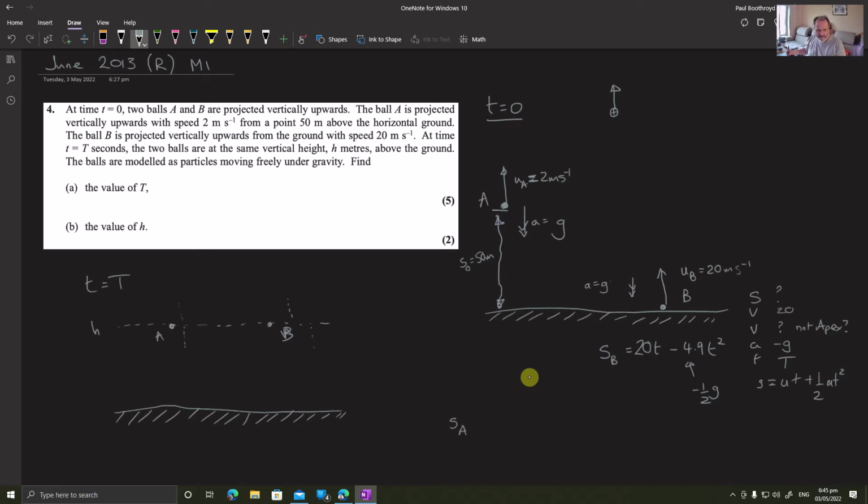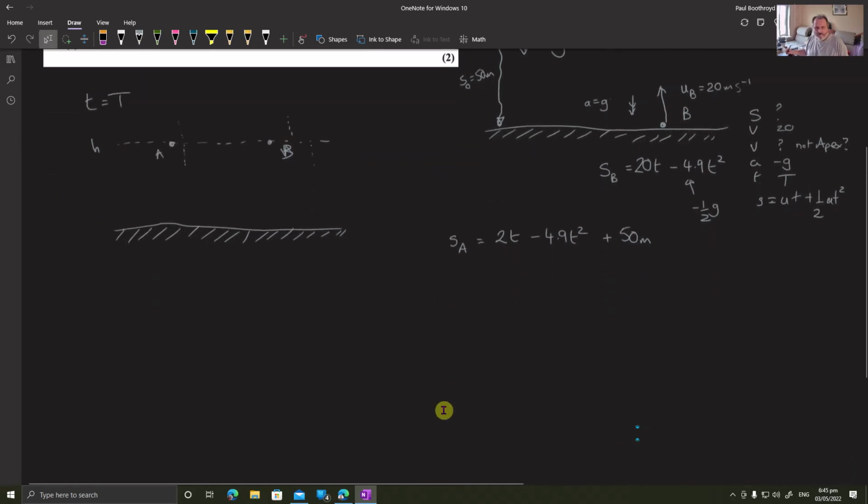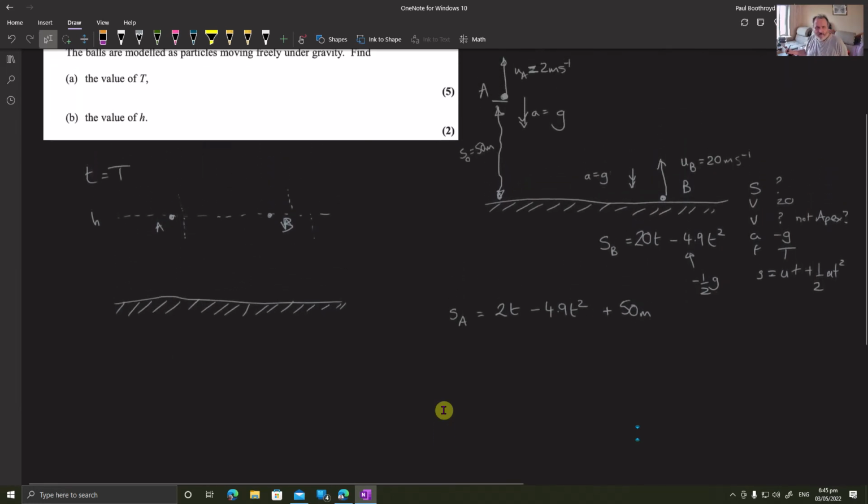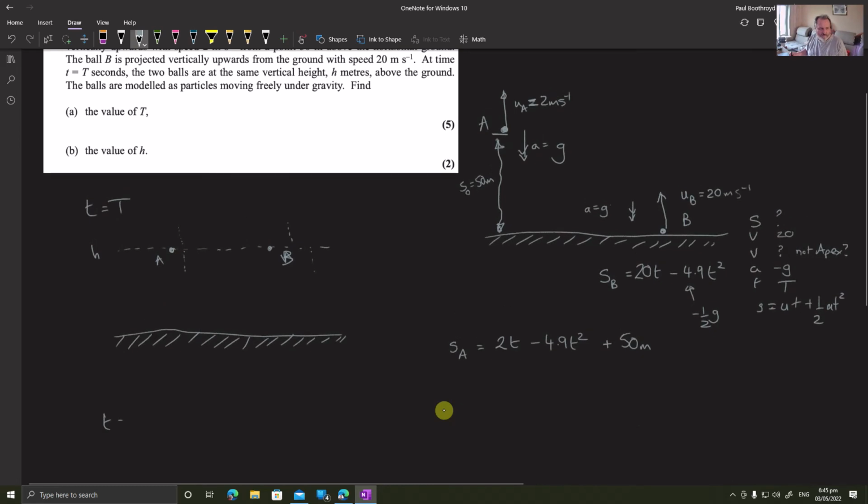So SA is equal to, and it's the same thing, initial velocity 2t minus 4.9 t squared, because it's still acting under gravity in the same way, it's still following this same formula. But the difference here is there's actually an additional displacement of 50 metres. So this displacement part of this formula is a displacement from the beginning, and by putting this 50 in, we're now saying displacement from the ground in both cases. Okay, so now we're at the point where we can actually bring these equations together. So when t equals T, we actually get to the point where SA equals SB equals our height h.